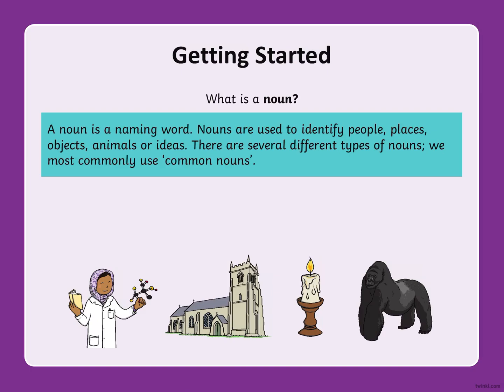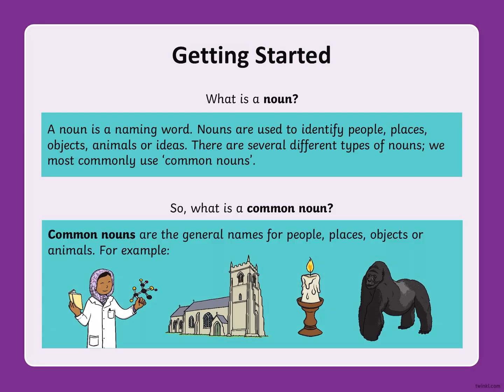What is a noun? A noun is a naming word, and nouns are used to identify people, places, objects, animals, or ideas. There are several different types of noun, and we most commonly use common nouns. So what is a common noun? Common nouns are the general names for people, places, objects, or animals. So for example, we've got scientist, church, candle, gorilla.